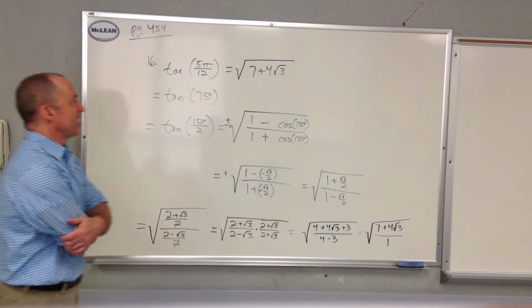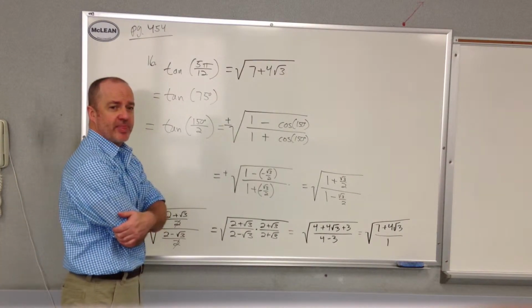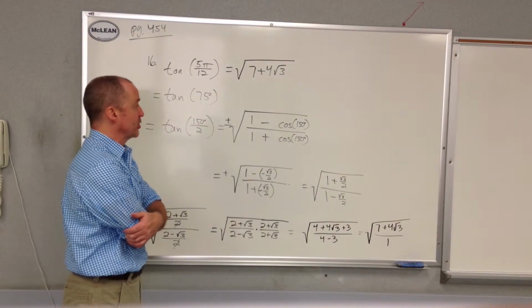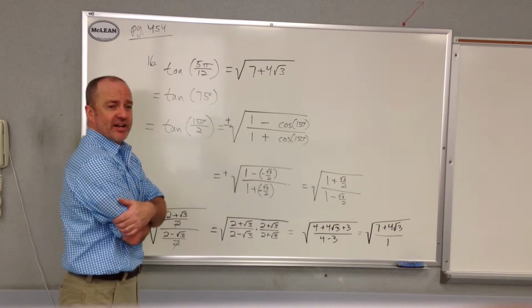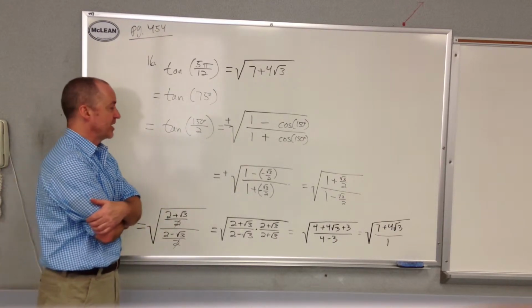You could also find that by using our sum and difference formulas to do the tangent of 45 plus 30. Your answer would look very different. And again, I might put those two questions on the test, find it 2 different ways, and then prove it's the same for extra credit. So that might be something that could help you guys out.